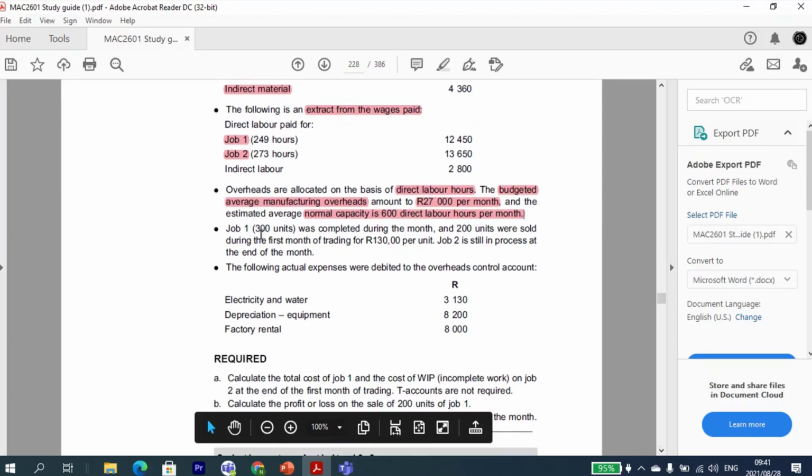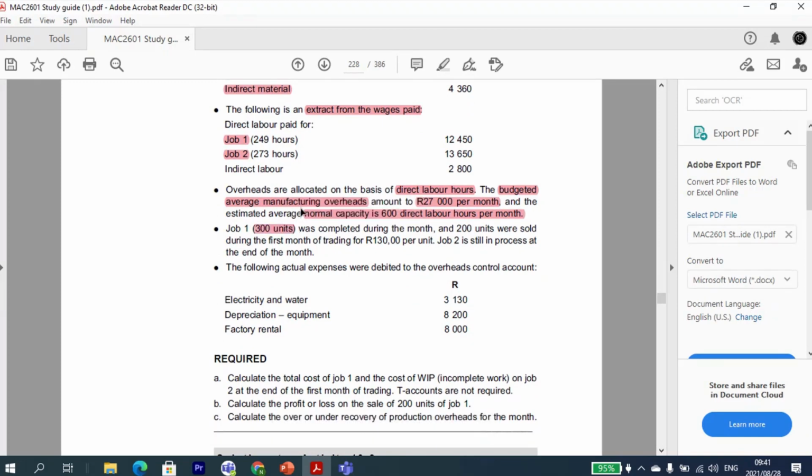Then they say that for job 1, 300 units were completed. This is what went to your cost of sales. So your finished goods for that month was 300 units, and then 200 units were sold during that month. So this is what they produced, and this is what they sold. So already you can see that you have your closing inventory of 100 units. And they were sold for 130 Rand per unit. So they're giving you the selling price.